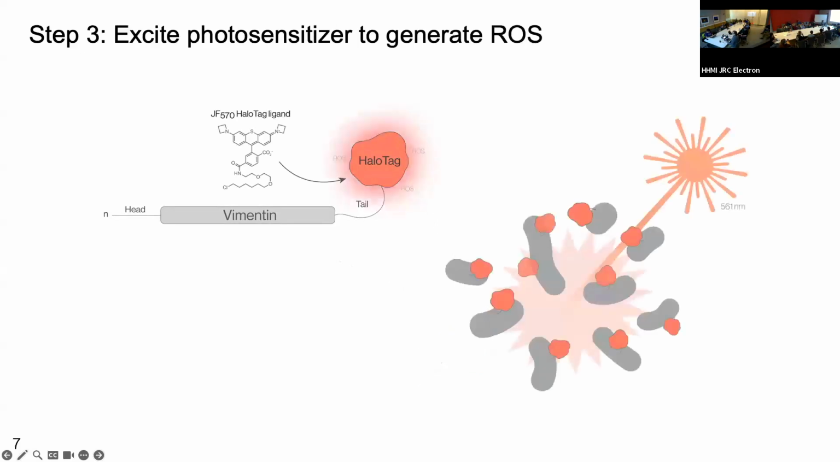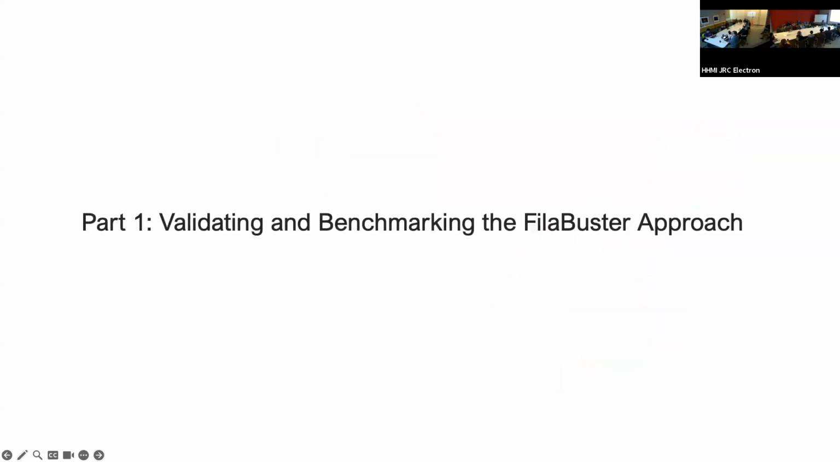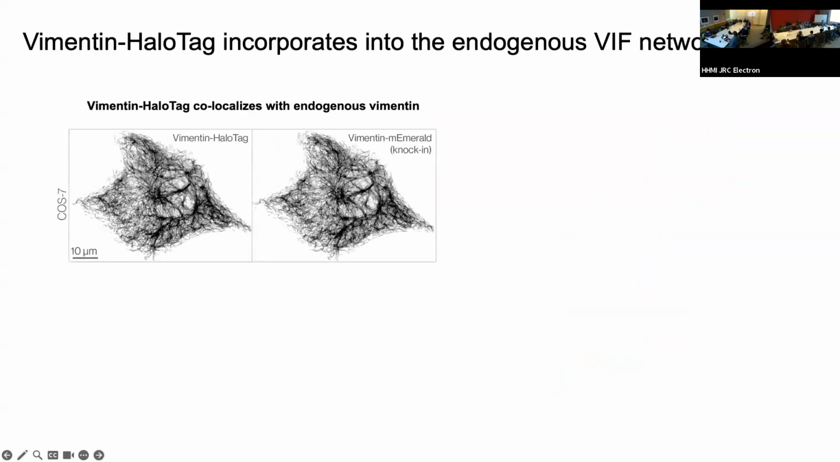And then we thought, simply illuminate with light, excite the photosensitizer, generate ROS locally, does that drive disassembly? Can we effectively miniaturize or focus this ROS effect directly onto the filaments? So to begin to answer that, we had to do some validation first. The first big question was, when we express our vimentin Halo tag probe, does it even incorporate into the endogenous network? We can't take that for granted.